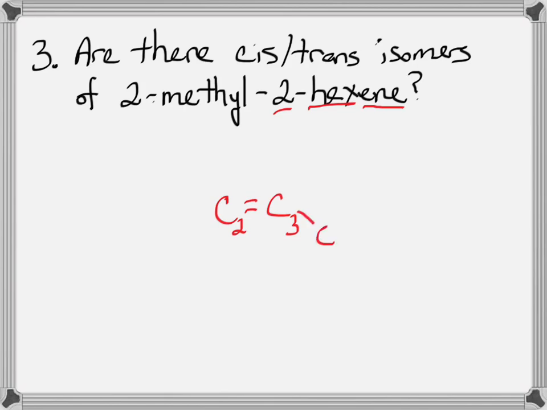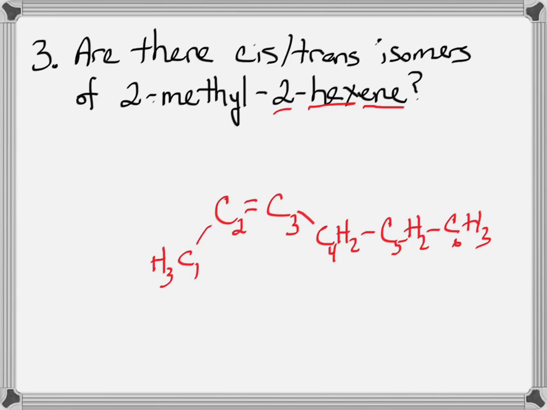And then I need 6 carbons total in my chain because it's hexene, and so I'll go ahead and do that. There's carbon 4, which is attached to carbon 5, which is attached to carbon 6. And I'm going to need one more carbon at this end for carbon 1. So there's my 6 carbon chain with the double bond on the second carbon.